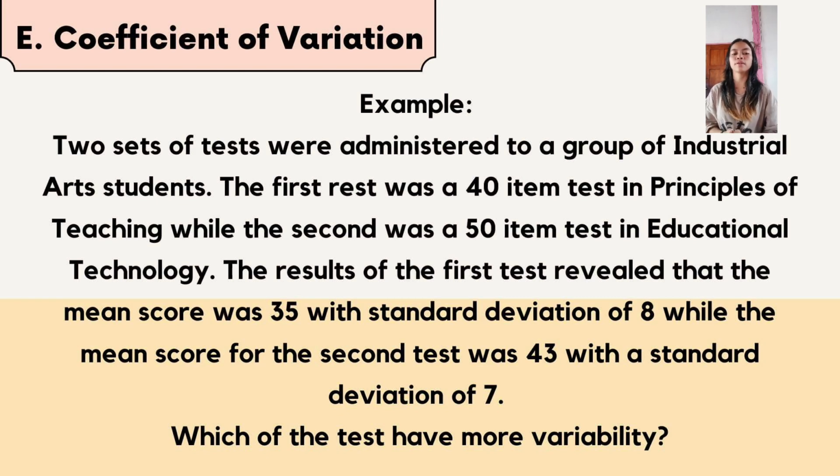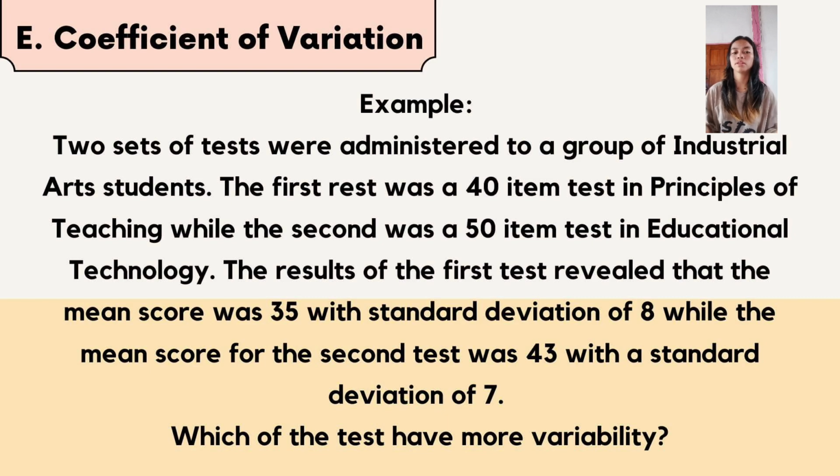Example: two sets of tests were administered to a group of industrial arts students. The first test was a 40-item test in principles of teaching, while the second was a 50-item test in educational technology. The result of the first test revealed that the mean score was 35 with a standard deviation of 8, while the mean score for the second test was 43 with a standard deviation of 7. Which of the tests has more variability?